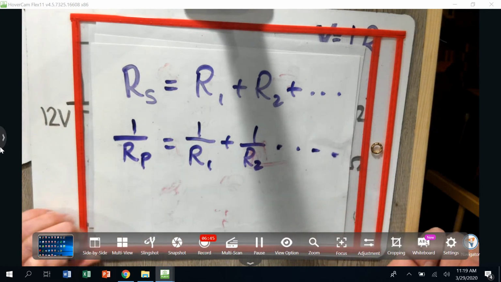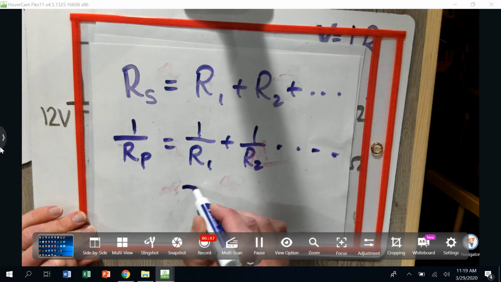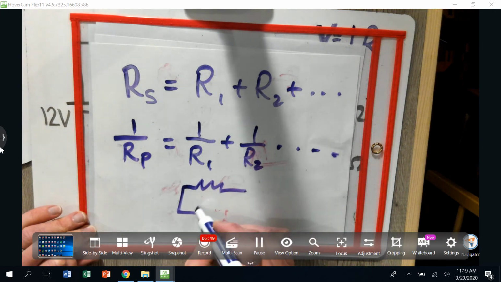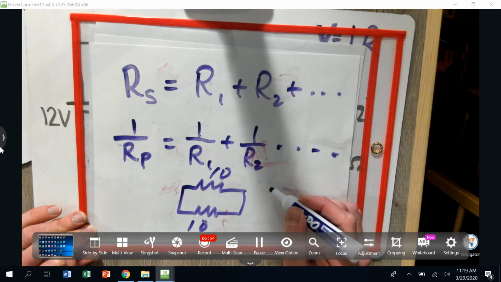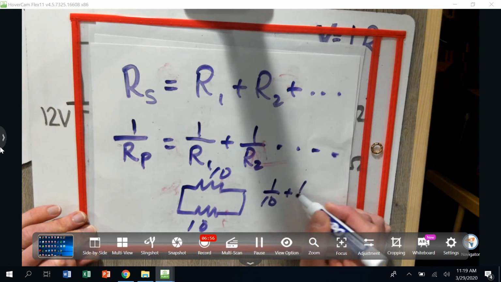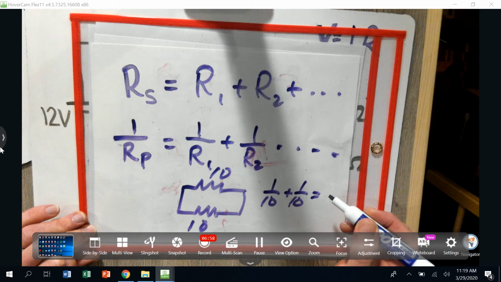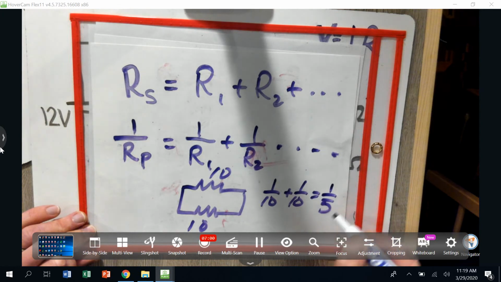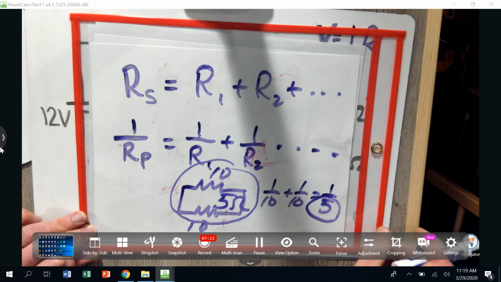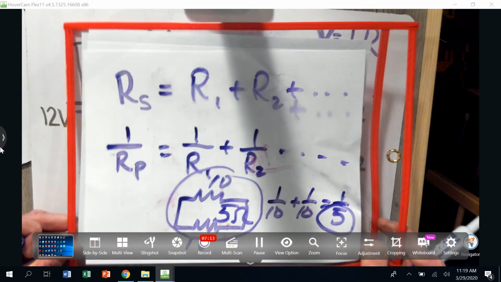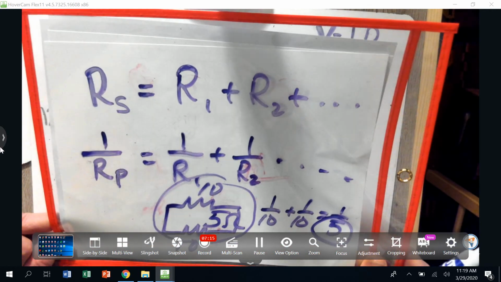So again, a quick example of something like that. If I had two 10 ohm resistors in parallel, I would say 1 over 10 plus 1 over 10 equals 2 over 10, or 1 over 5. And that means that my total resistance of this section is 5 ohms, and I can treat this like it's just one resistor with 5 ohms. So that's a quick description of how you go about summing up these circuits.